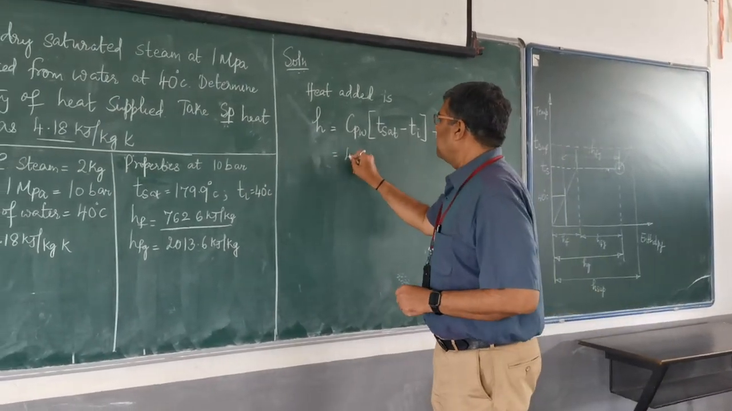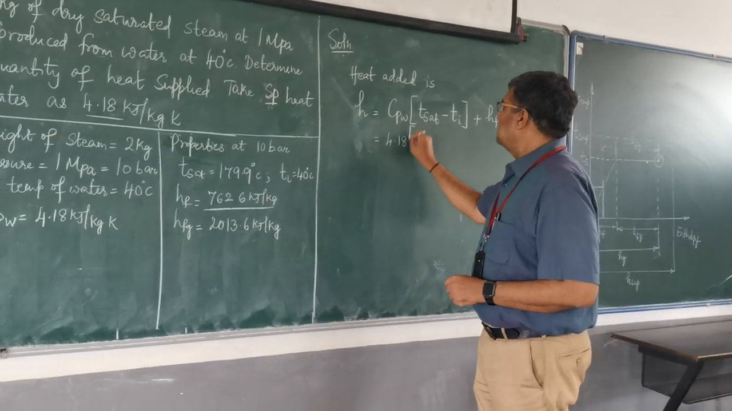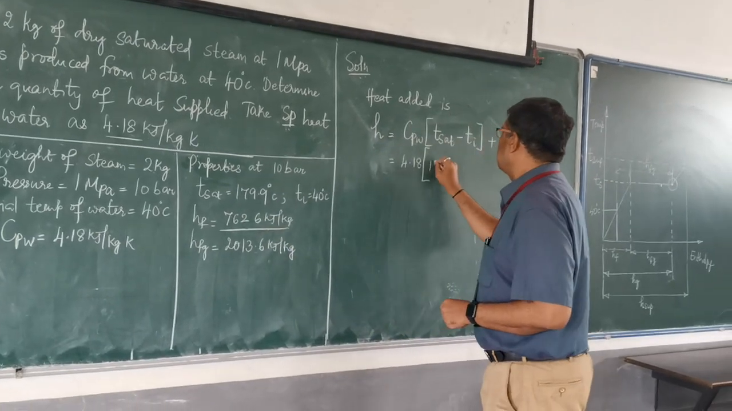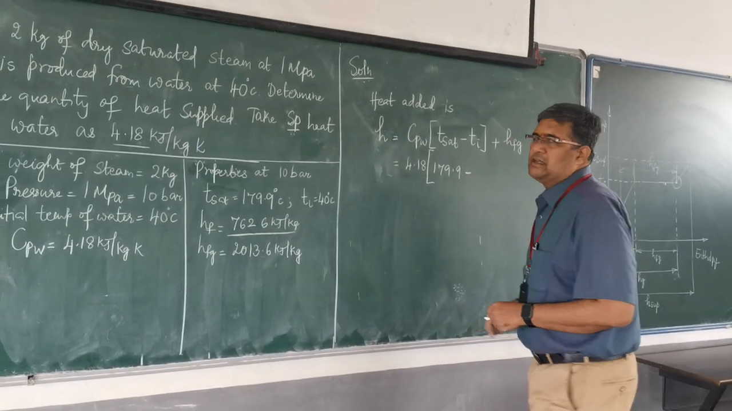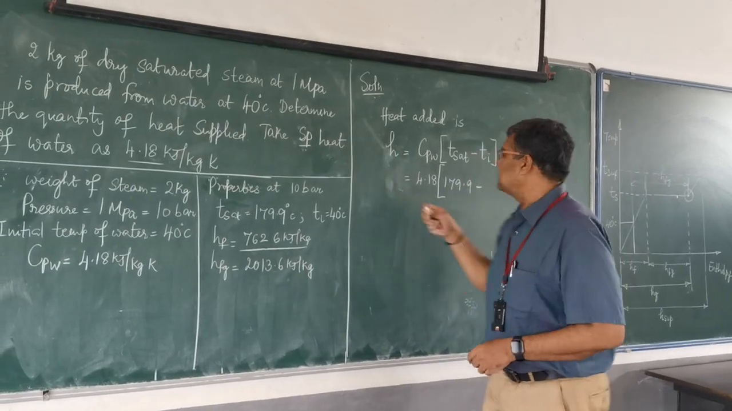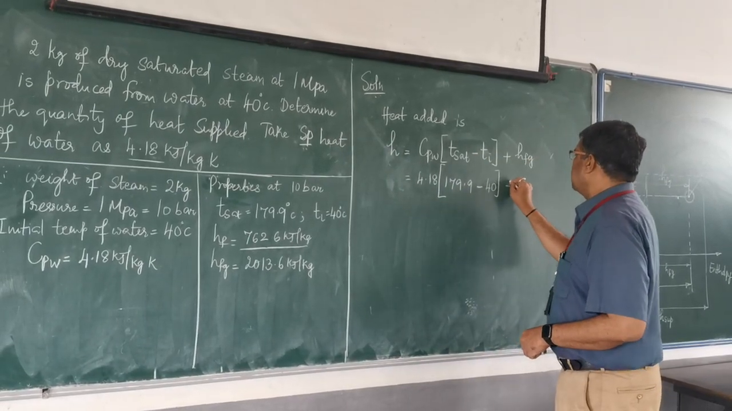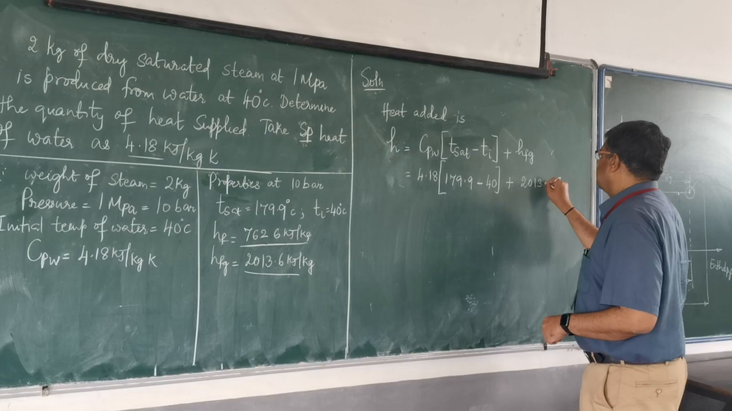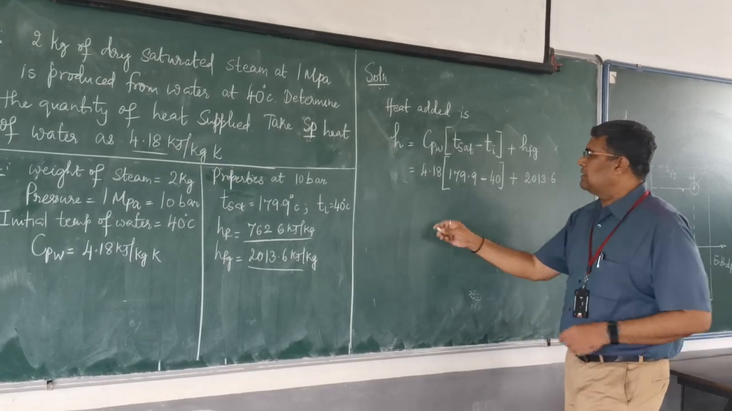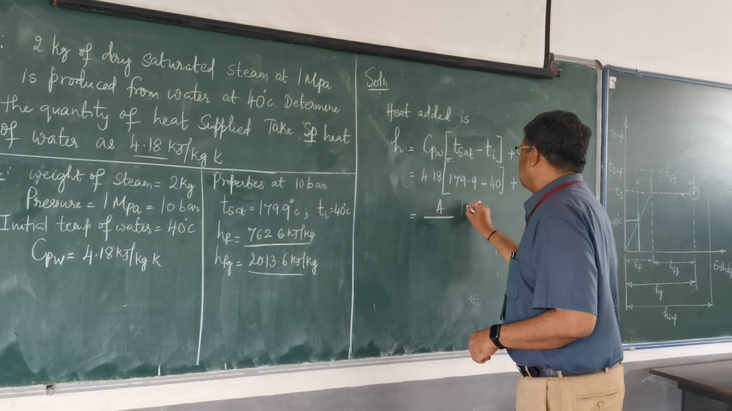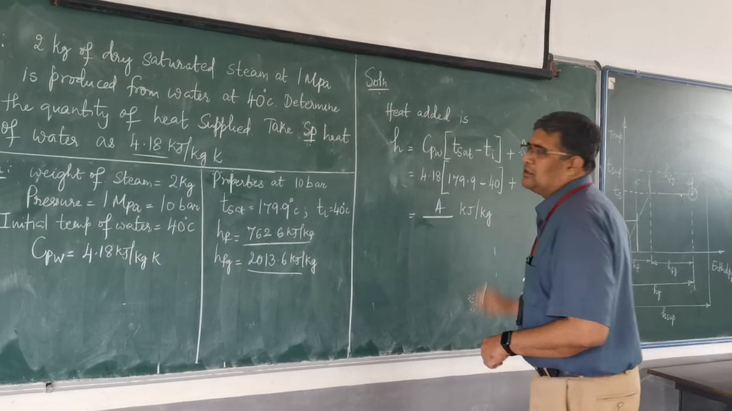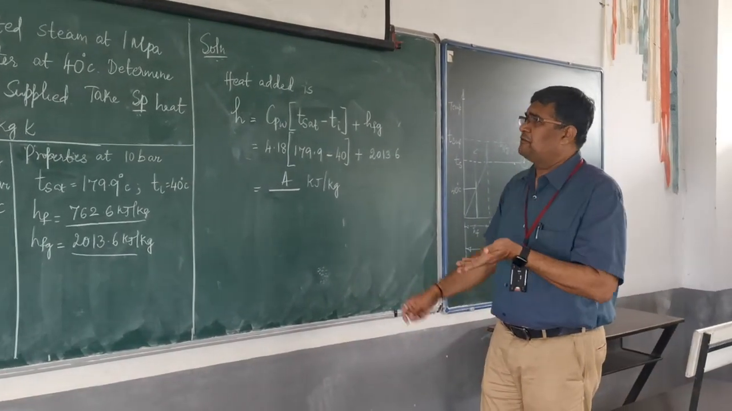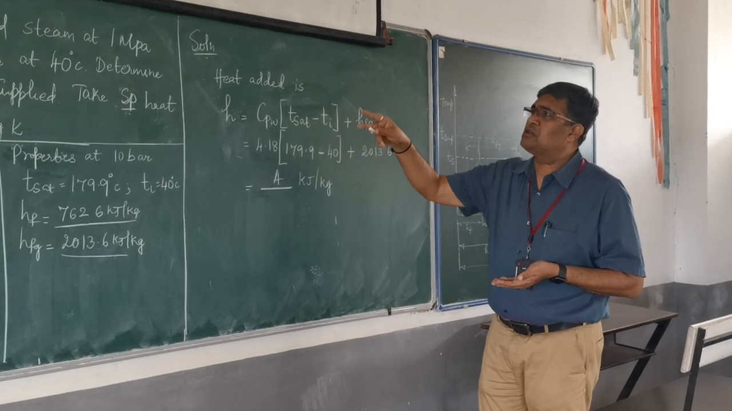So this will be 4.18 for water. Now at 10 bar, what is the saturation temperature? 179.9. So I will write it as 179.9 minus the initial temperature of water. Water is already at 40 degrees, so this is 40, plus HFG, which is already known to us, 2013.6. When you do this entire calculation, you will get some value as kilojoules per kg.